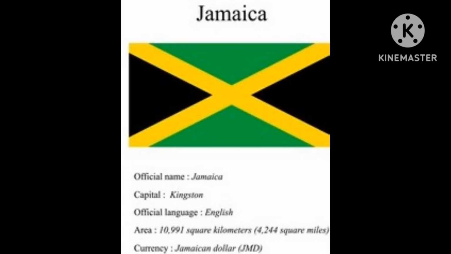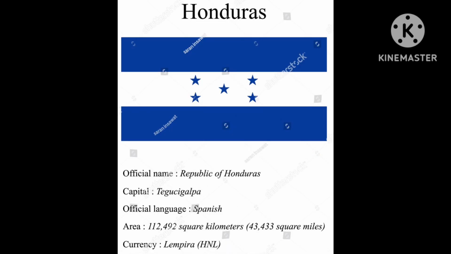Okay, the next country is Jamaica. The capital of Jamaica is Kingston. Official language is English, and its currency is the Jamaican dollar. You can also watch the flag of Jamaica on the screen. Next country is Honduras. The capital of Honduras is Tegucigalpa. Official language is Spanish. Its currency is Lempira.